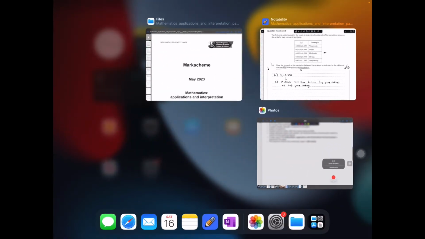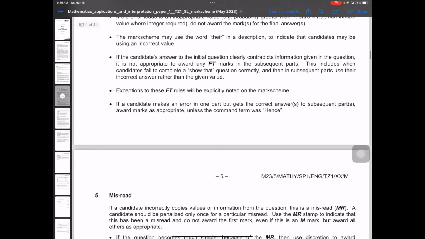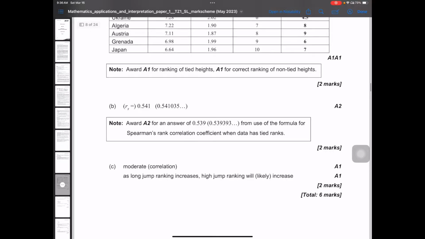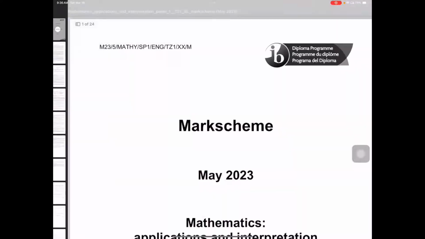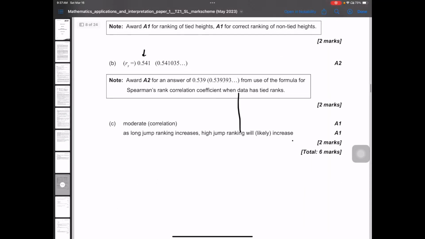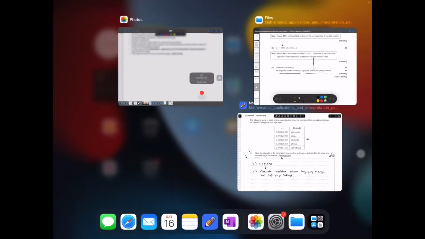Actually, maybe it's not a bad idea to look at the mark scheme in this case to show you what they're looking for. So here we are. Here we go. So rS, that's what we have, 0.541, and a moderate correlation. Then we have, as long jump ranking increases, high jump ranking will increase as well. That's even a little more contextualized, I suppose.